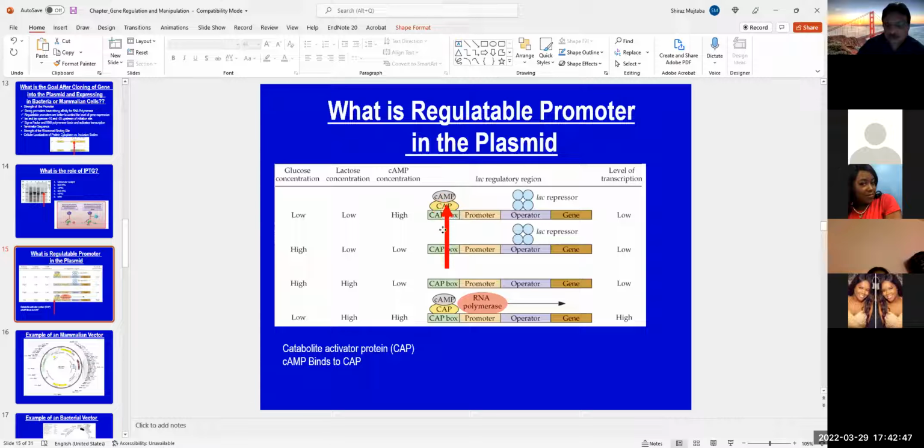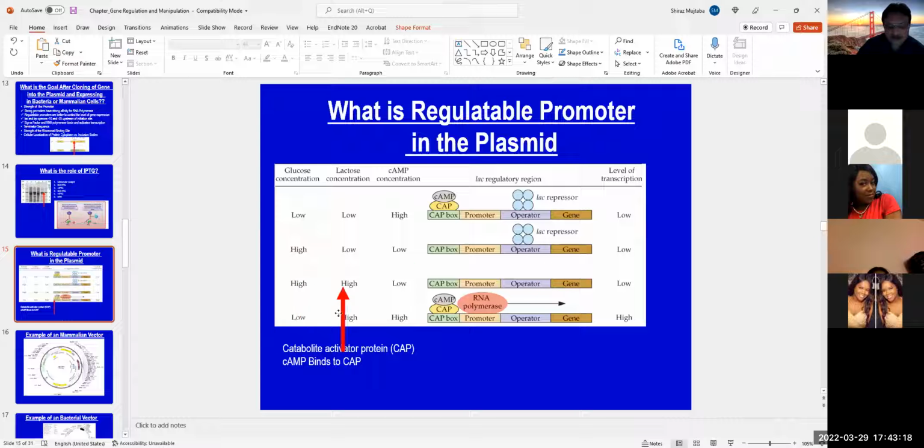So what happens? Cyclic AMP binds to cyclic AMP activated protein CAP. And then lac repressor binds to operator or promoter, no transcription or low transcription. When glucose is high, lactose is low, cyclic AMP is low, again, repressor is there. So here, ideally, there is no repression. Here, there's no transcription or translation.